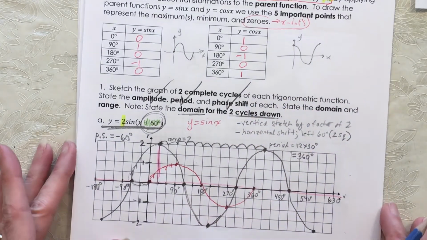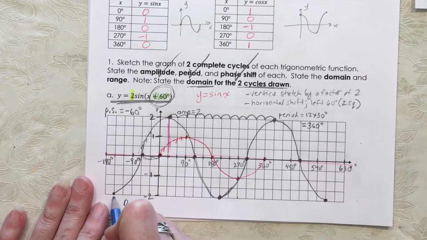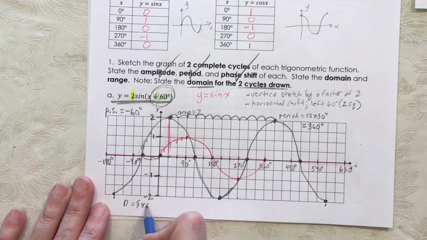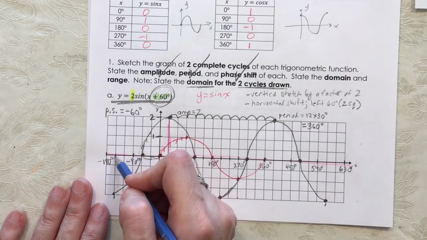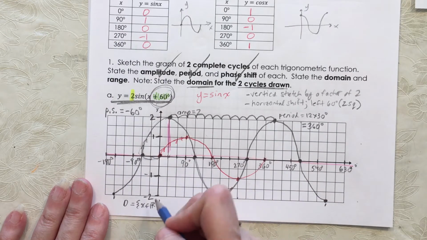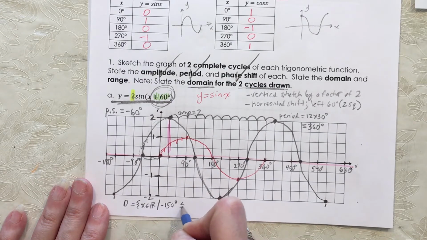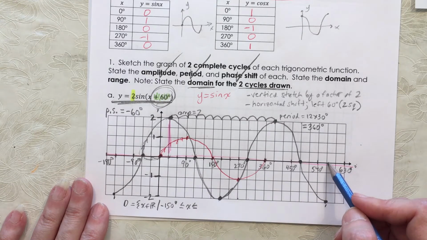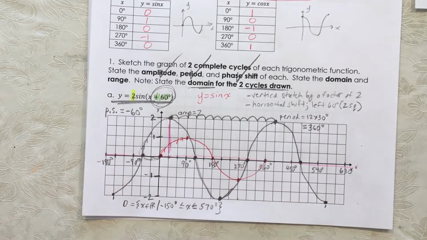And then domain for what we drew. So let's look here carefully. So domain, we start here and end here. So we're going to write x is an element of the reals as long as, so the farthest left we go is 30 degrees before negative 180, so that's negative 150, is less than or equal to x, is less than or equal to, and then we go 30 degrees after 540, which is 570. So there's our domain.